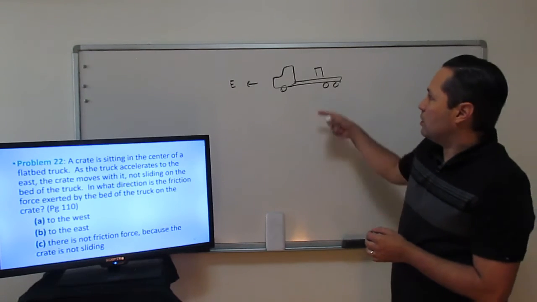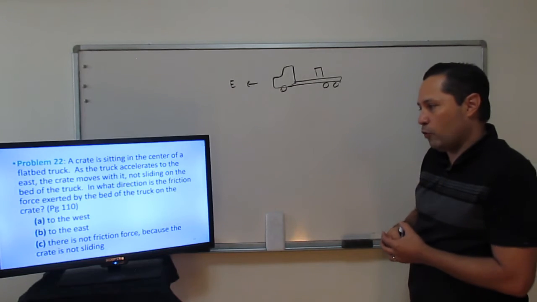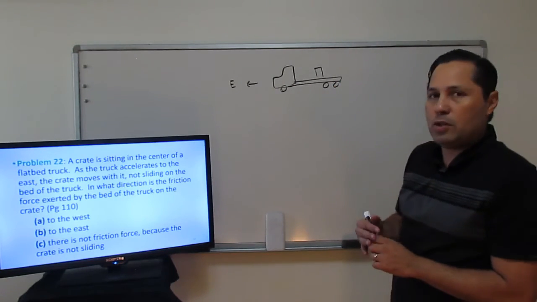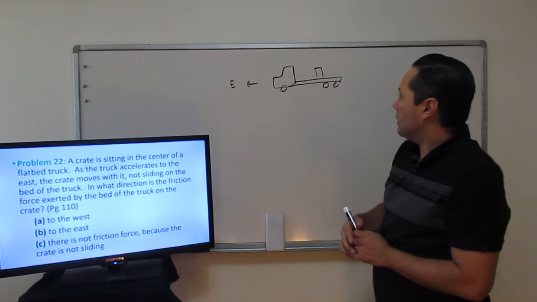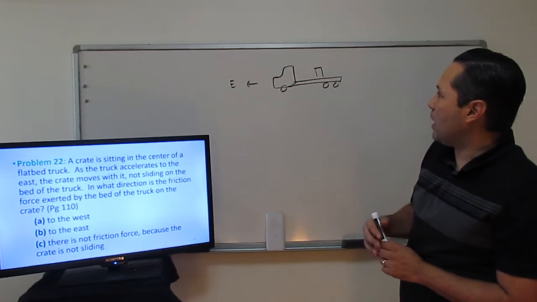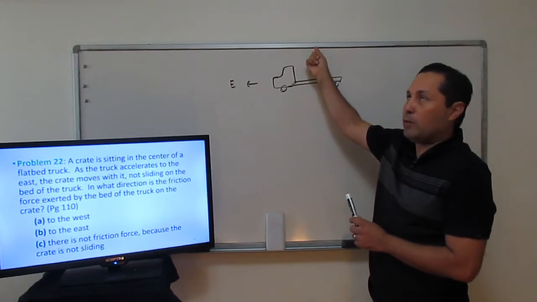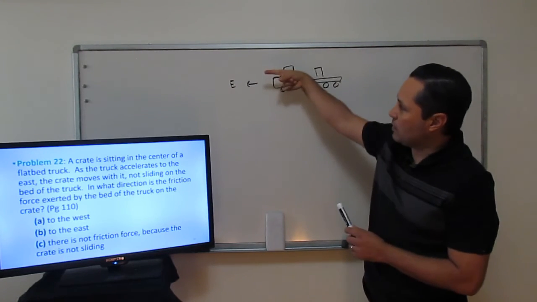Is it to the east? Is it to the west? Or is there no friction force, that's part C. It is not C. The answer is the friction would be to the east, and that would keep it from moving. Why? Because the crate wants to slide towards the back, so the friction works against it.